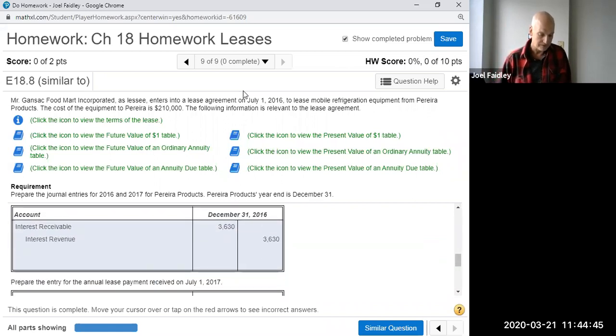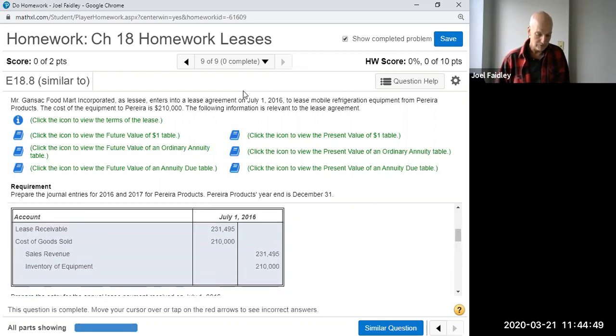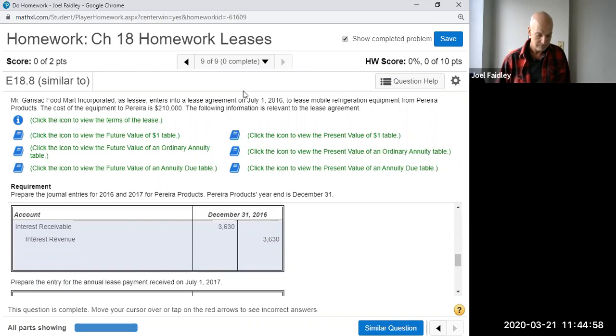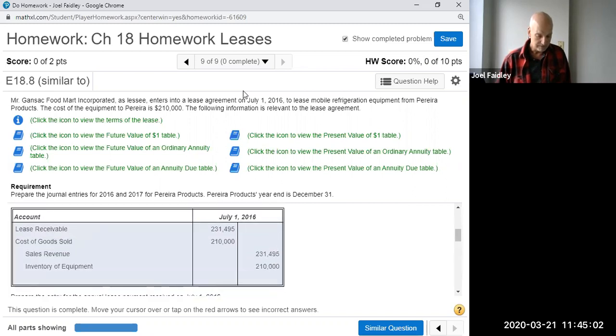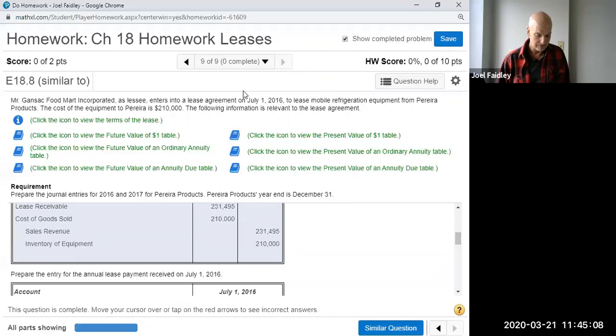There's my initial first payment that I'm going to receive when I deliver this equipment. I received $50,000. There's my interest receivable, which again is $231,495, the lease receivable. You saw that in another problem. $231,495 times 5%. Ooh, but this is mid-year, isn't it? I got to be careful. 5% times $231,495 divided by 2.